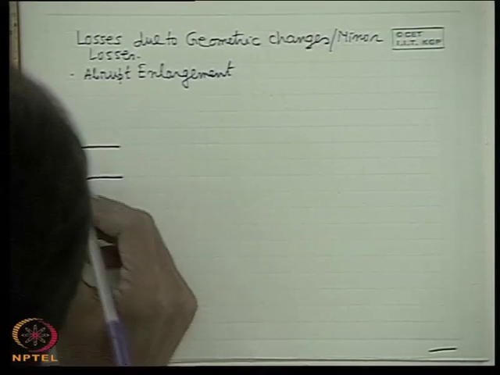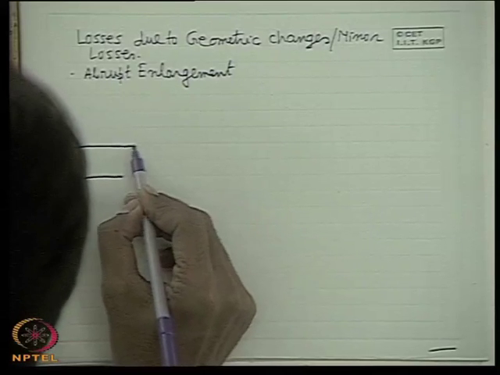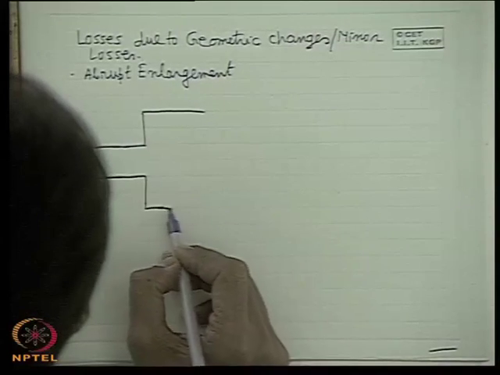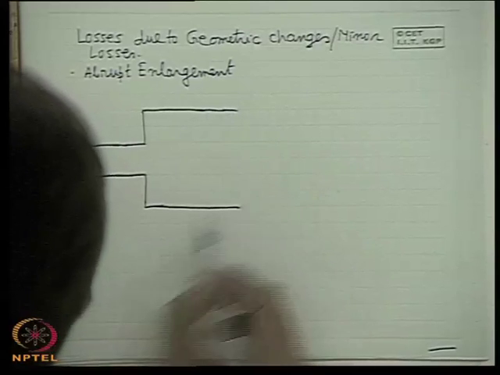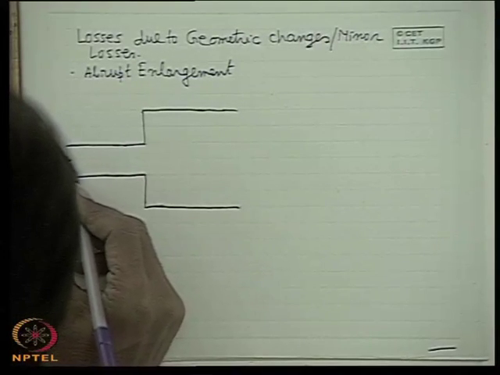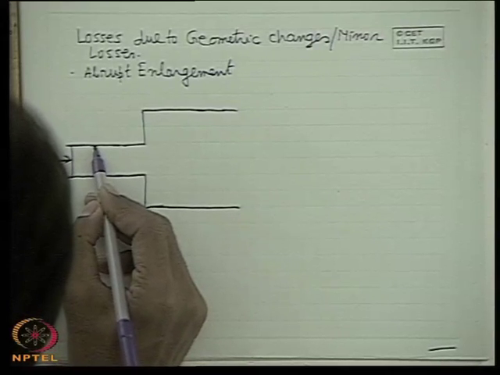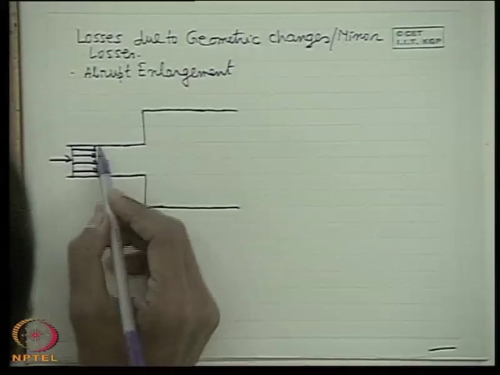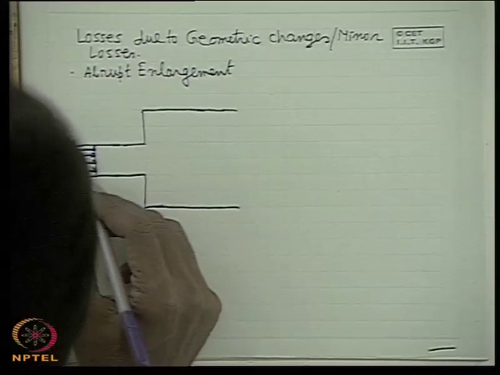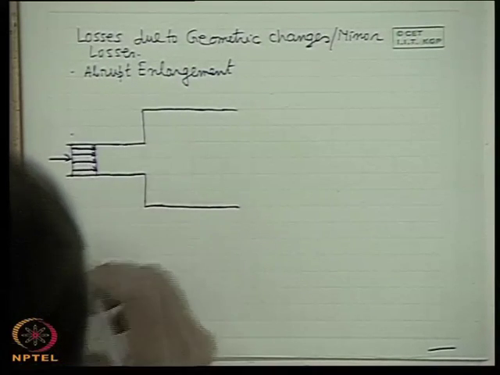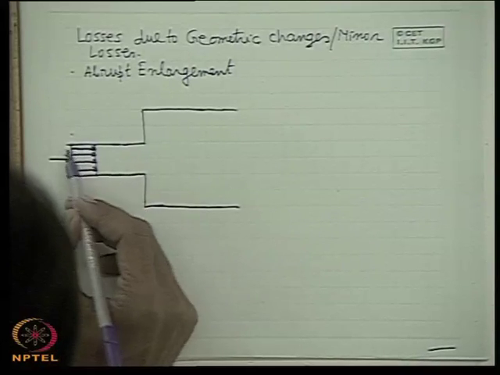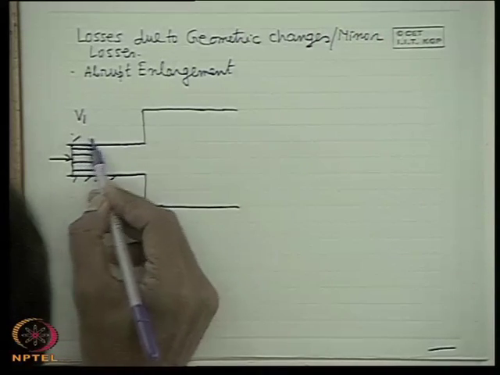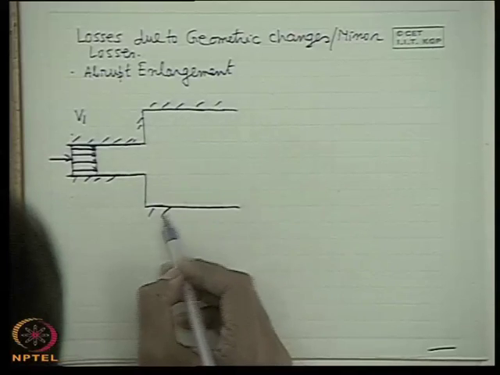Let us consider a duct like this, and it is enlarged abruptly like this. Now, let the fluid flow in this direction, with initially uniform velocity. Let this section be 1. At this section, the fluid flows with uniform velocity V1 through this duct. Now, the duct is suddenly enlarged to a higher area.